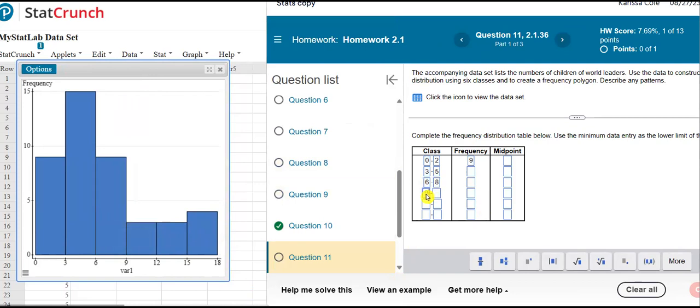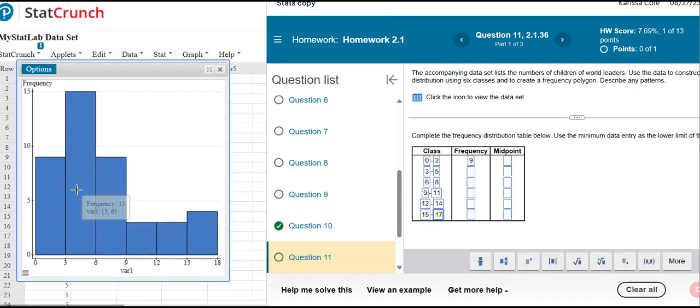This one will pick up at 9 and go to 11. This one's going to pick up at 12 and go to 14. And this one will have to pick up at 15 and go up to 17. So you see how the upper class limit was 1 less than what they showed me in the frequency distribution for each of these.